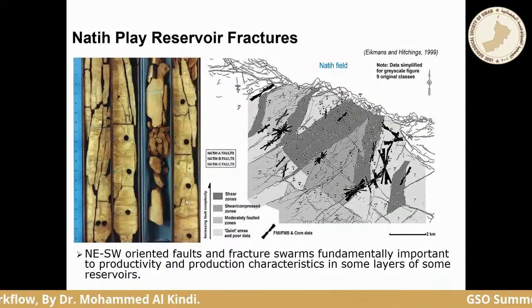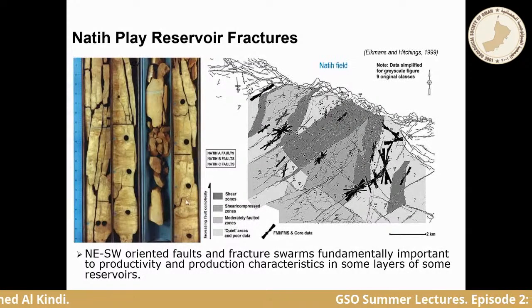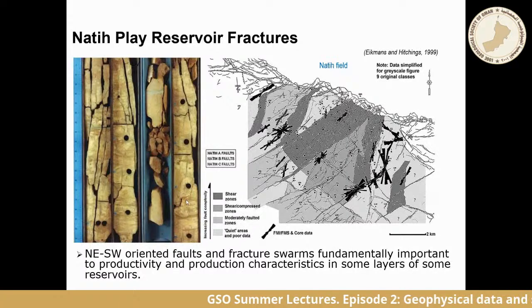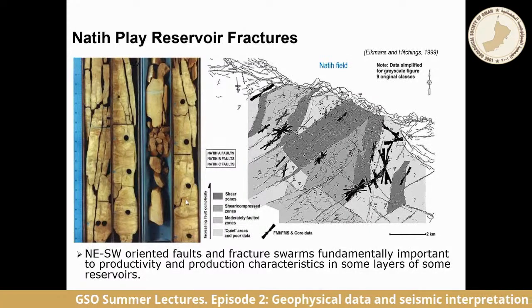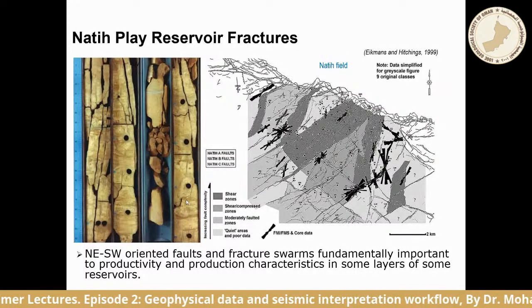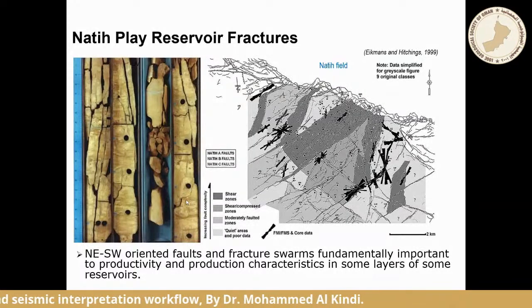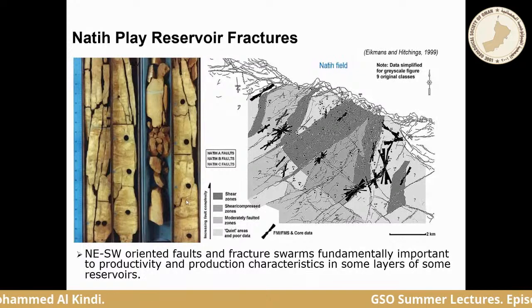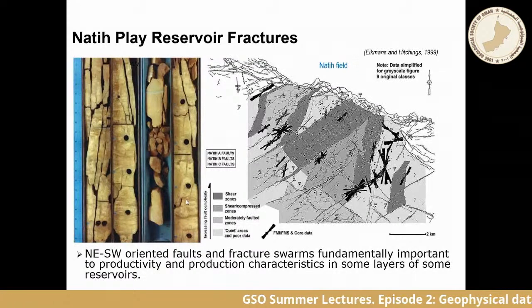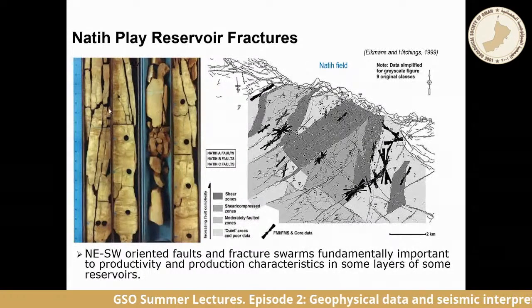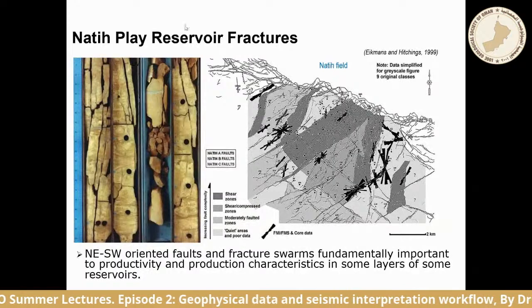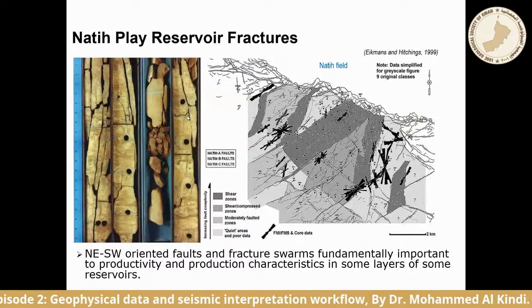And one of the main reasons for that is that the current in situ stress in Oman is trending northeast-southwest, and that imposes compressional stress on the tips of the fractures, leading the fractures to open up, basically. And we can see loads of fractures in carbonates, the carbonates of the Natih formation.